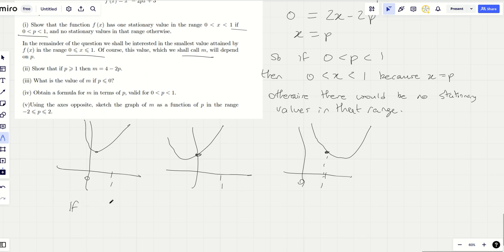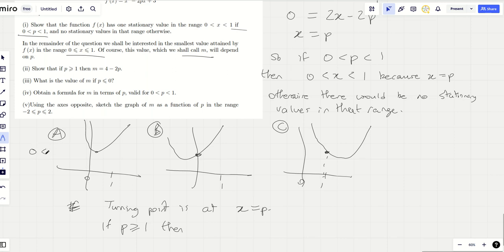Okay, so we already know the turning point is at x equals p. That's guaranteed. Okay, show that if p is greater than or equal to 1, then m equals 4 minus 2p. So I'm just going to point out, it's good to graph things. Please do delete what I've done here. These are the 3 possibilities.